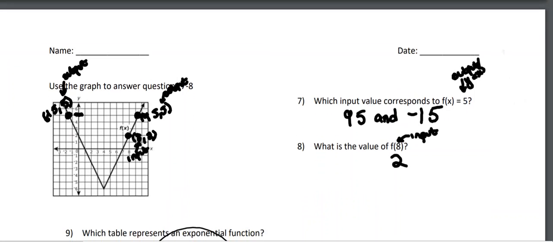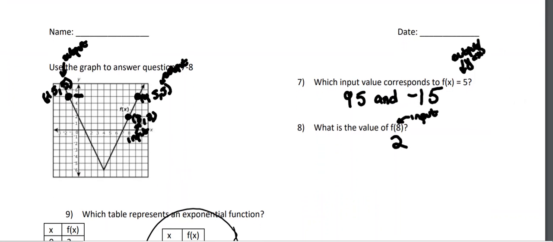Okay, question 7. So here we have a graph, and I see the notes are a little bit messier. Which input value corresponds to f of x equals 5? So that's an output of 5. f of x equals 5, that means the output is 5. So if you look on the graph, you can't even see my decimals. It should say 9.5 and -1.5.